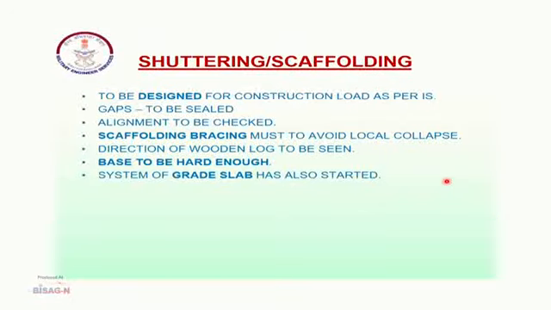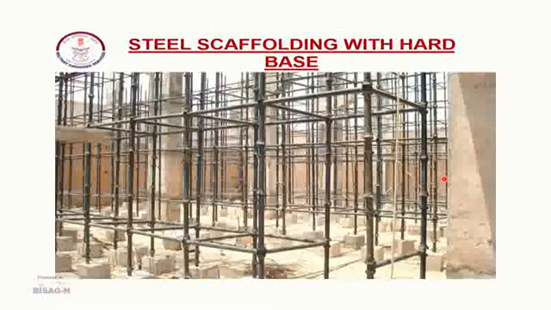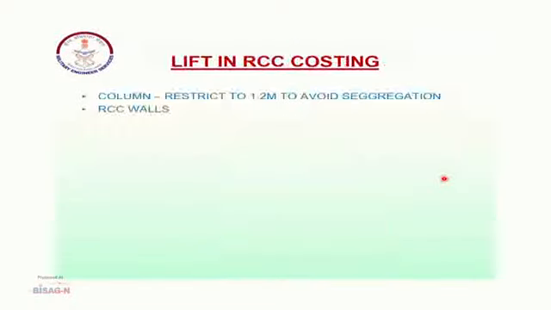Shuttering and scaffolding, very important. This has led to many accidents in the past. It has to be designed and its bottom should be hard enough. Its scaffolding should be braced so that there is no local failure. Gaps should be filled, you all know. Now very beautiful shutterings and specialist shuttering agencies are coming, and we must use these resources. Shuttering alignment is very important, otherwise bulging will occur; see how to support the sides.